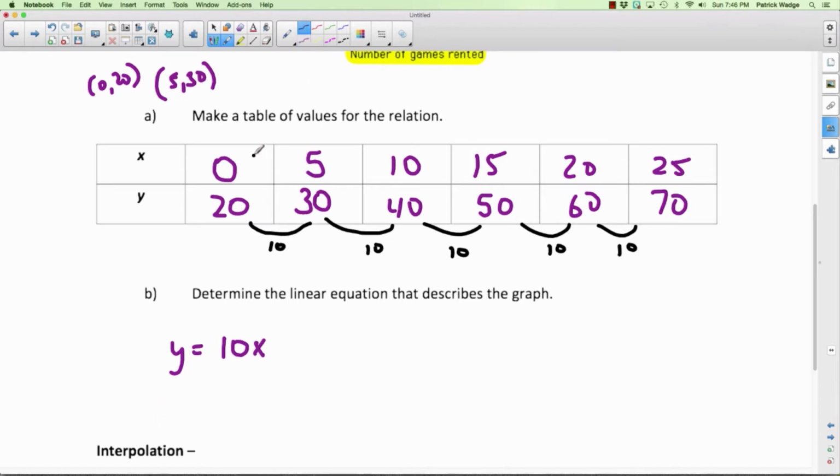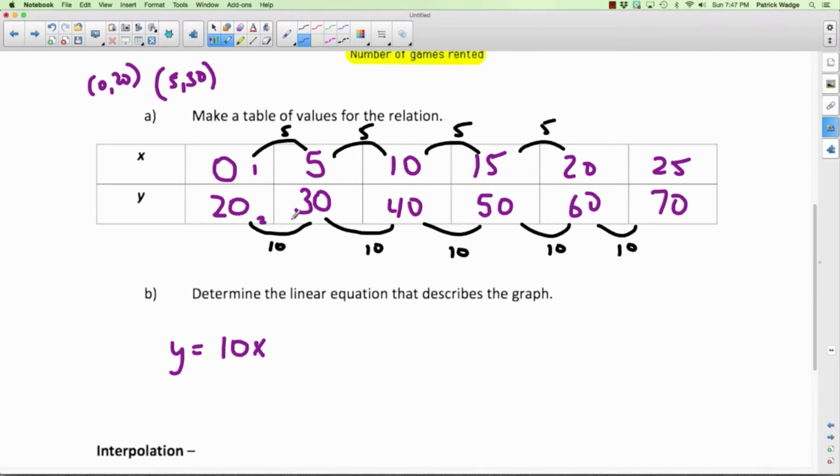Because this isn't going up by 1, this is going up by 5, and going up by 5, and going up by 5. Now let's think about this. If it's going up 10 every time this goes up 5, how much would the y go up if this just went up 1? If we went from 0 to 1, how much must it go up by? It must go up by 2.